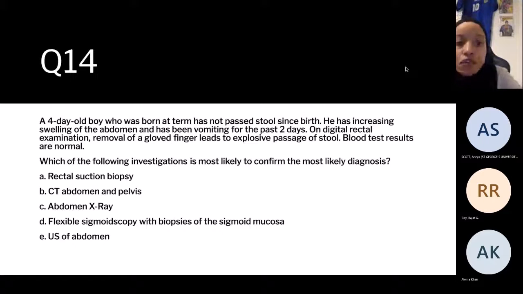A 4-day-old baby boy, born at term, has not passed stool since birth. He has an increasing swelling of the abdomen and has been vomiting for the past 2 days. On digital rectal examination, removal of a gloved finger leads to explosive passage of stool. Blood test results are normal. Which of the following investigations is most likely to confirm the most likely diagnosis?